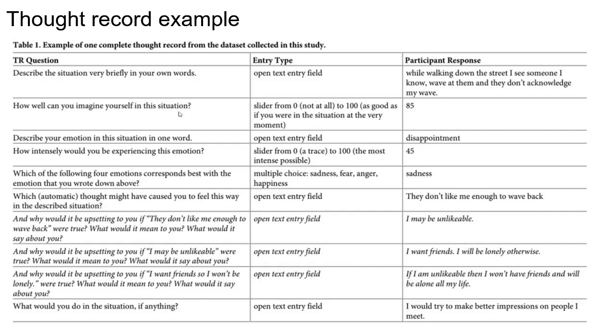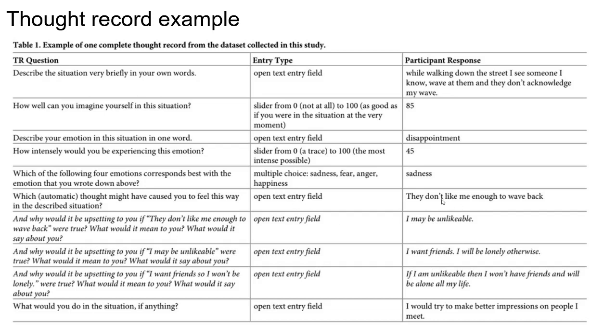So here's a thought record. Essentially, without going into too much detail, the utterances start here in the middle row on the right-hand column. So, they don't like me enough to wave back. This is an utterance. And then from that point, the participant can choose to continue down the rows, reflecting on their previous response in the row above. For instance, why would it be upsetting to you if they don't like me enough to wave back was a true statement, and that person says I may be unlikable.